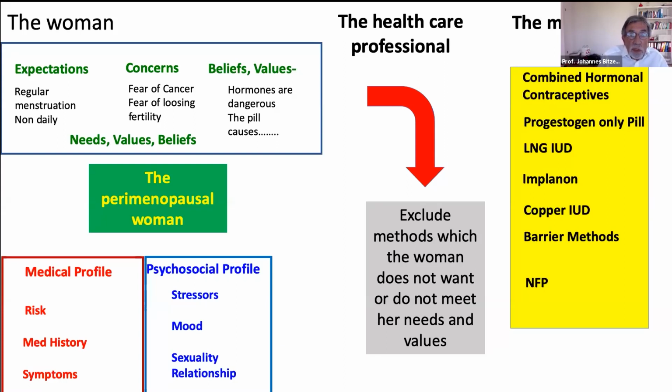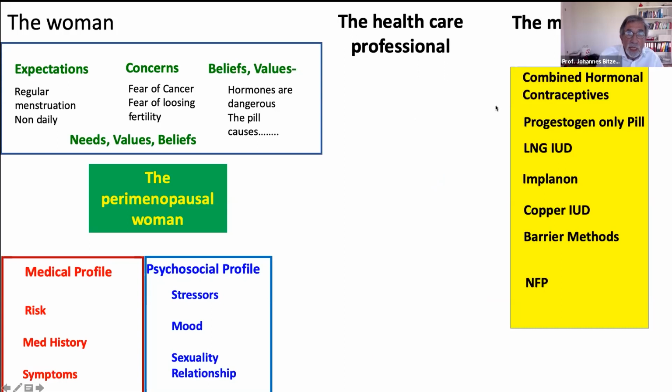You have the beliefs, the values, and by listening to women, we can already maybe exclude, or at least put in a second row, methods which were mentioned as not fitting the individual needs profile of the woman. We can exclude methods which a woman does not want or which do not meet her needs and values. And that may already reduce the options on this side.